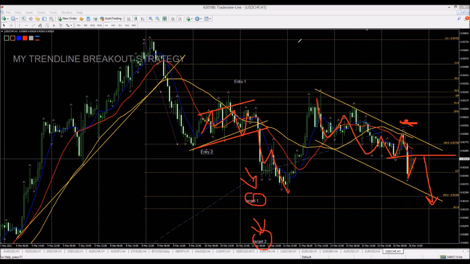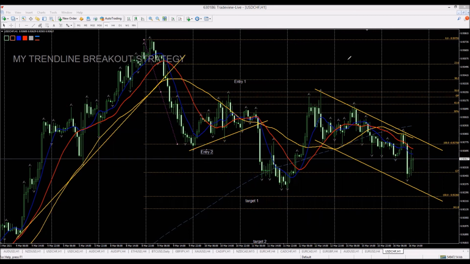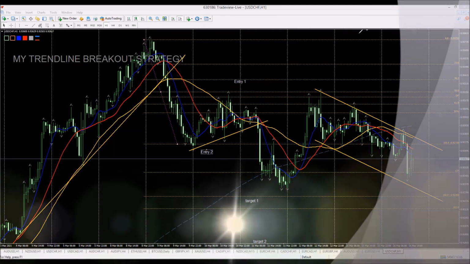Again, this was just a quick trade, quick review, quick analysis, and hope you enjoyed it. This particular pair is the dollar Swiss.